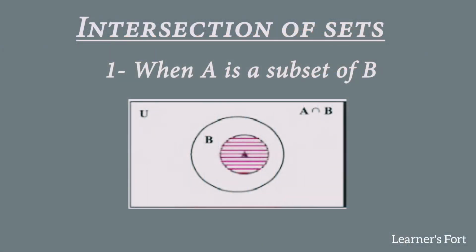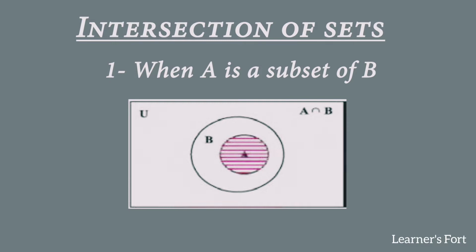Alright, now let's have a look at the intersection of sets. Now we know that intersection means that we have to take out the common elements from the sets. We have to identify the common elements between the sets. Okay. Now I'm also going to discuss the 4 conditions that we discussed in the union of sets.